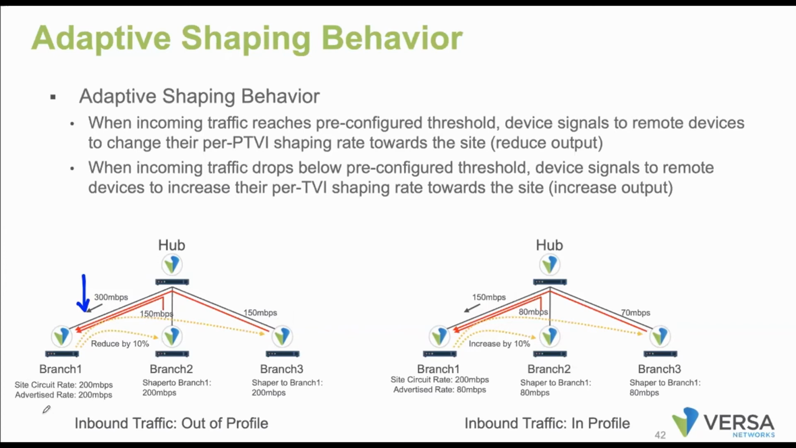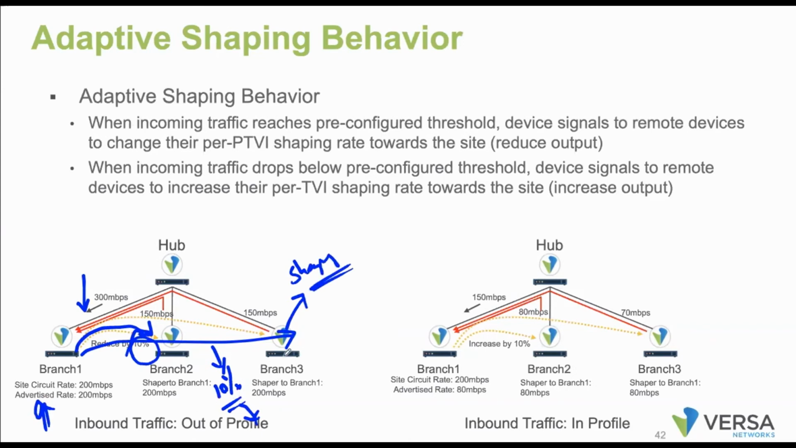Now we are going to configure some values on branch 1. If the configured values are exceeded, branch 1 can advertise to branch 2 and branch 3 to reduce the amount of bandwidth they are trying to send, for example by 10%. So the shaping values will be created dynamically on the branches.